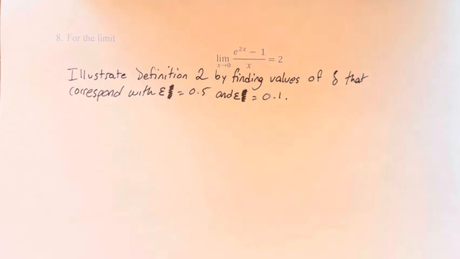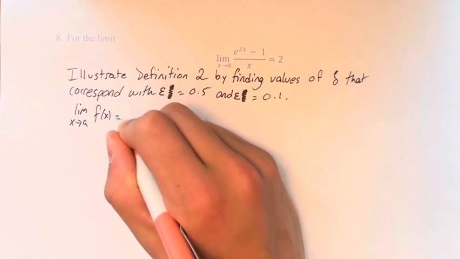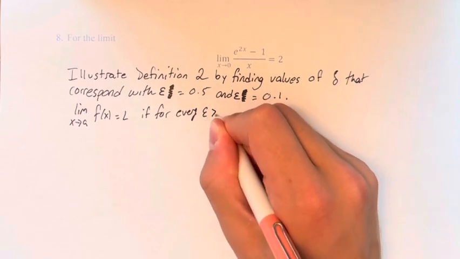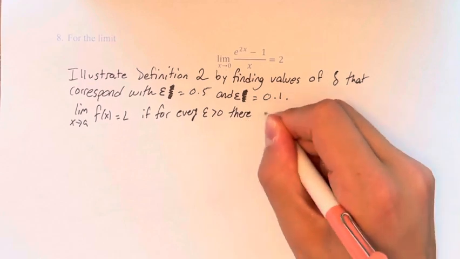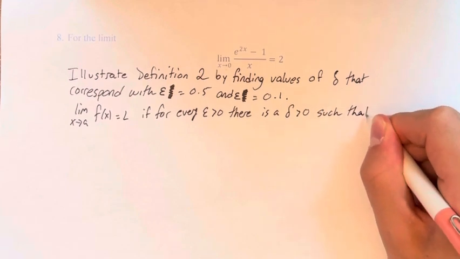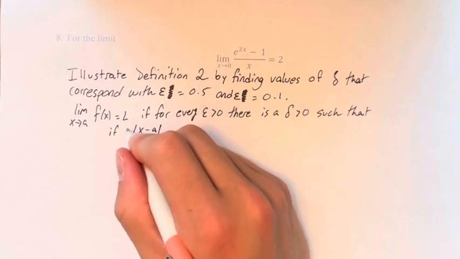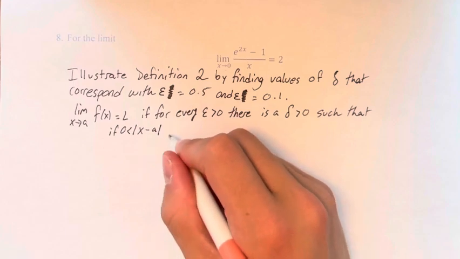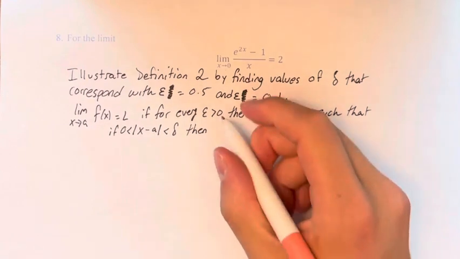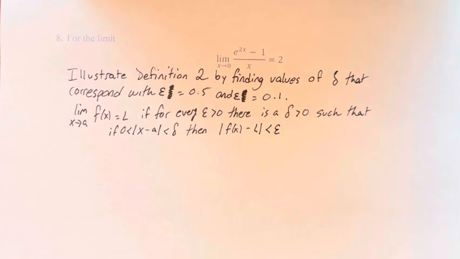Well, this is the formal definition of a limit, which states that the limit as x approaches a of a function f(x) is equal to L if for every epsilon greater than 0, there is a delta greater than 0 such that if the absolute value of x minus a is greater than 0 and less than delta, then the absolute value of f(x) minus L is less than epsilon.